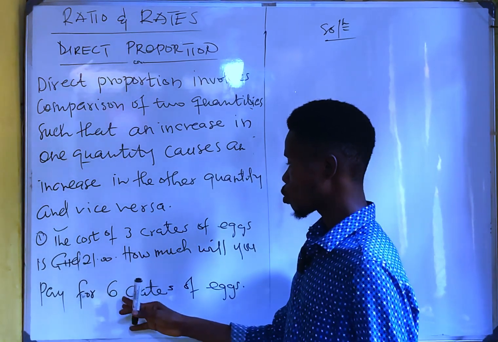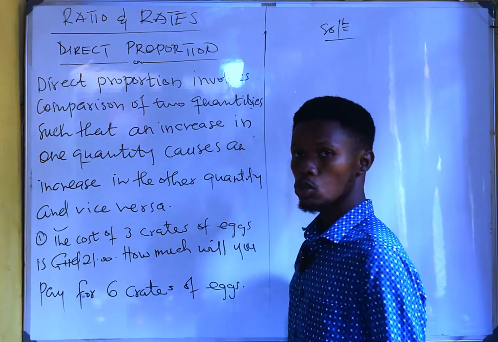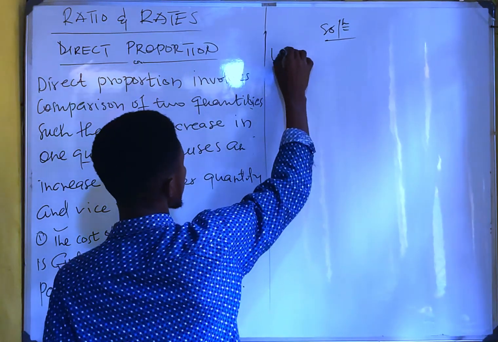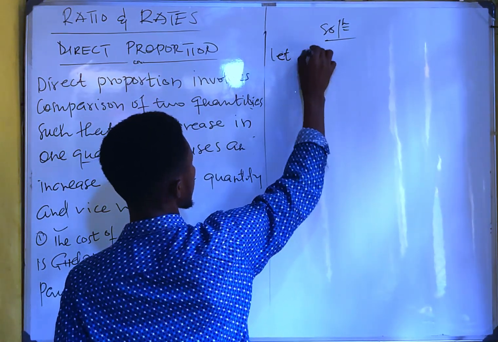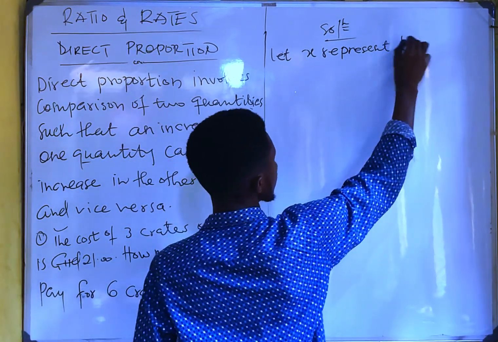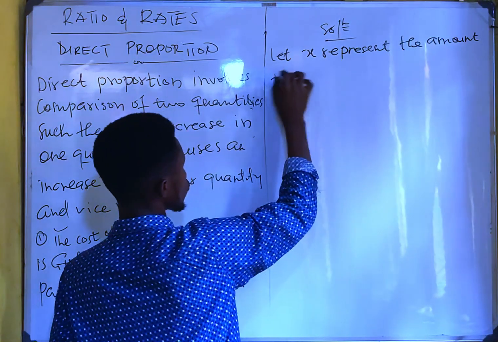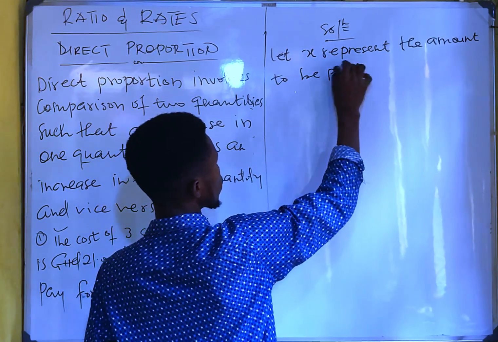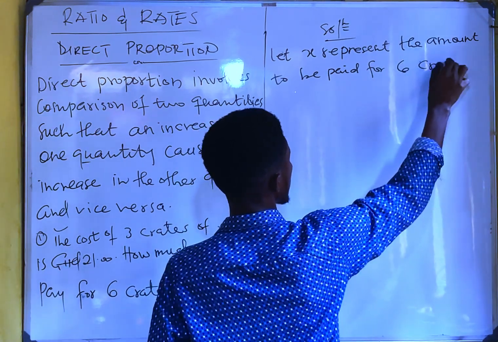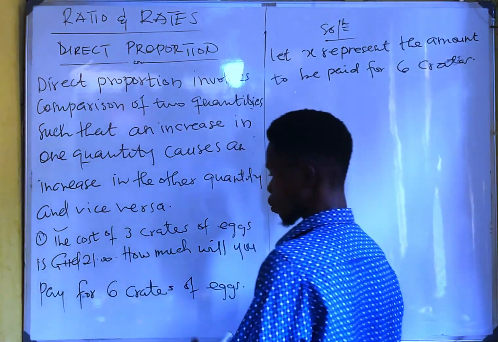So here, what I'm going to do first is find how much you will pay for 6 crates. So you can see that, let X represent the amount to be paid for 6 crates. Okay, so that's what you are going to do first.